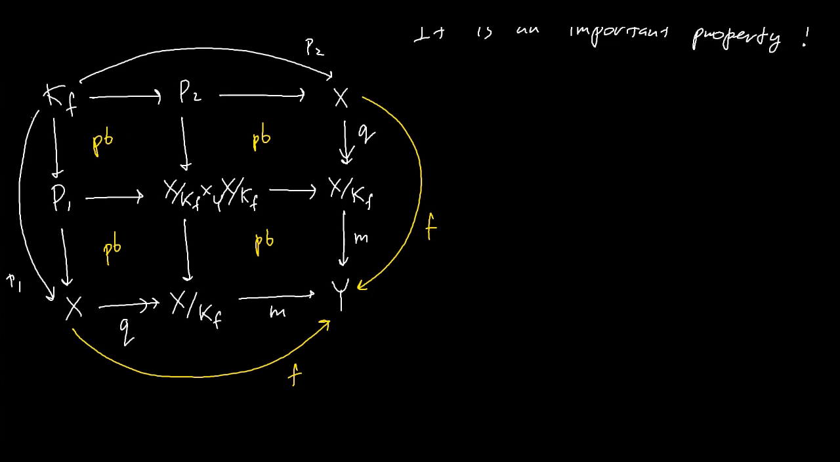Now I want to prove that M is a monomorphism. And I don't think I remember how to do that. So we'll have to discover it together.